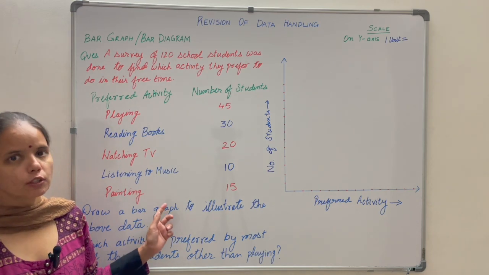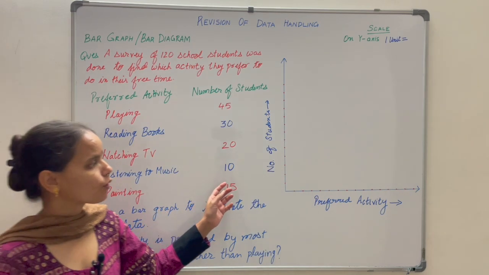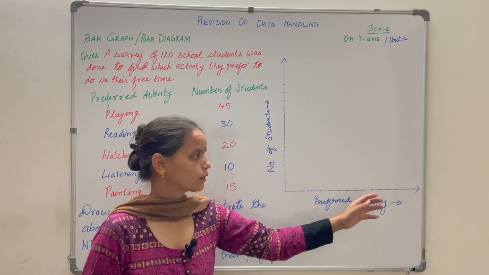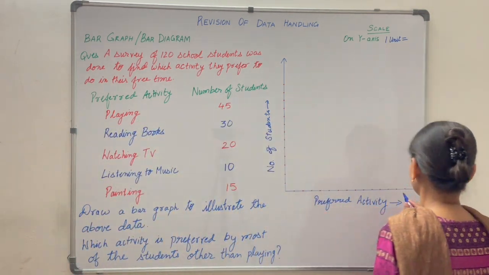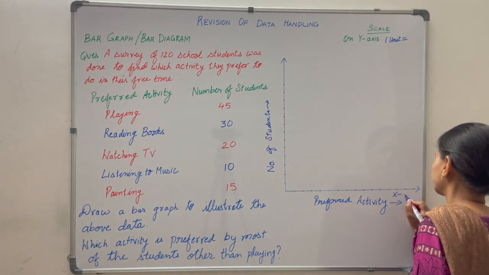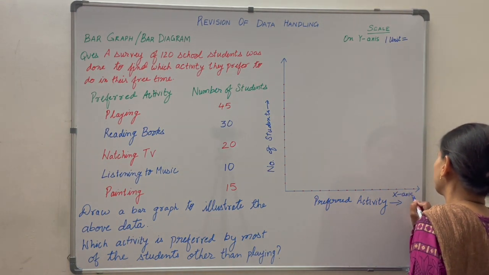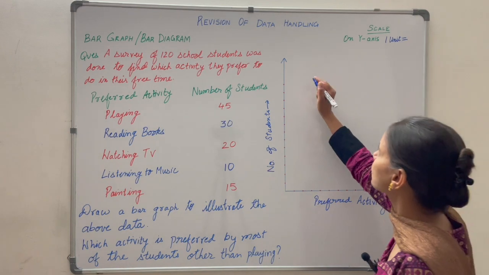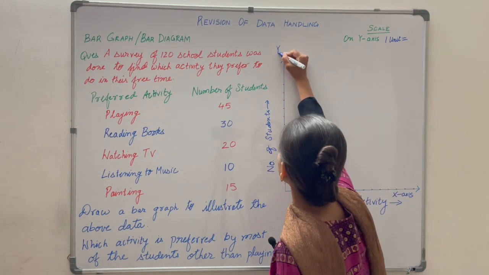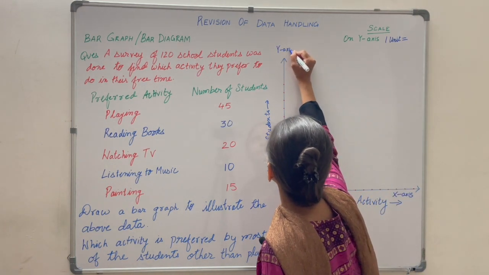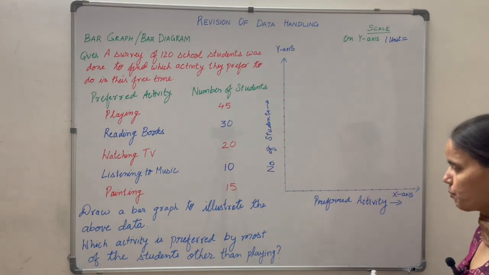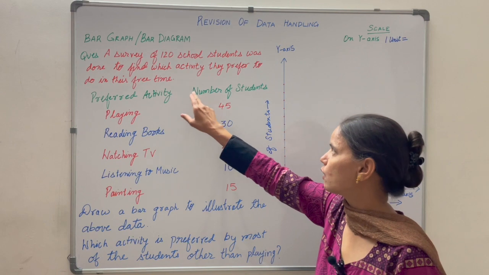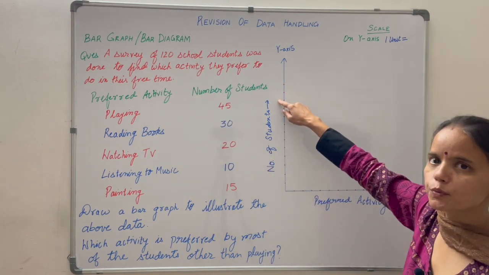bar graph. To draw the bar graph, you need to draw the horizontal axis. The horizontal axis is called the x-axis. This is the x-axis. And the vertical axis is called the y-axis. On the x-axis, we are going to plot the preferred activity. On the y-axis, number of students.